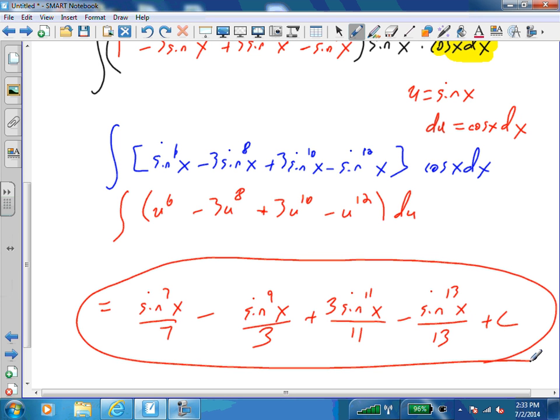So odd number of sines, we keep a sine, change the rest into cosines, and odd number of cosines, we keep a cosine, change the rest to sine. But pretty much, if we have an odd number, we pull one out, we're going to have an even number left. If we have an even number, we can write that as either a sine squared or a sine squared to a power. Cosine squared or cosine squared to a power.